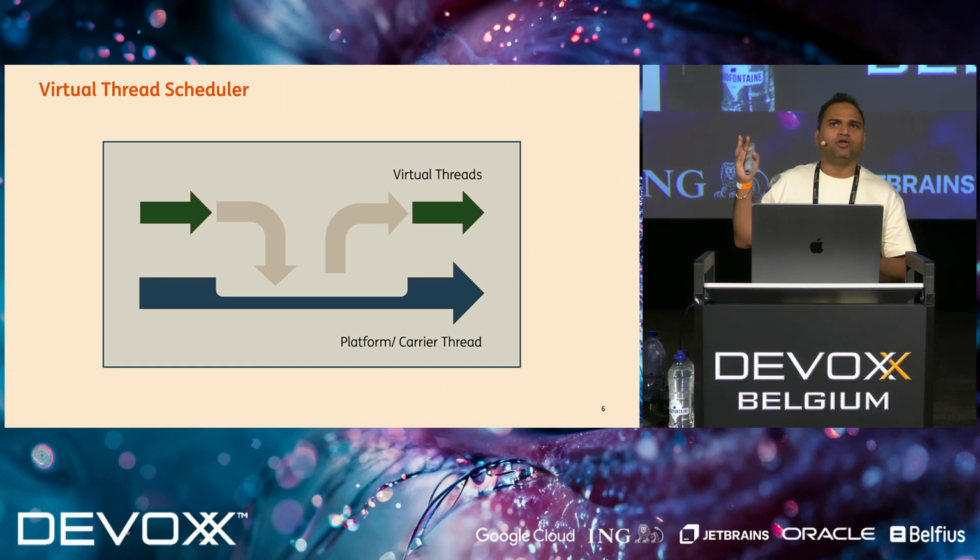This is a newly introduced scheduler along with virtual threads. What it does is it mounts a virtual thread onto a platform thread when the virtual thread requires a platform thread, and it unmounts the virtual thread when it does not require a platform thread.